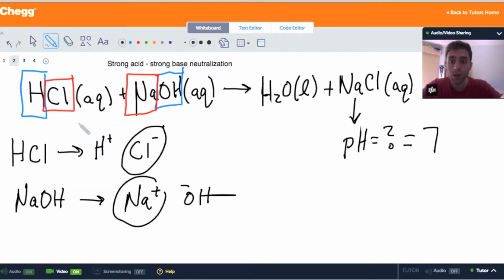But we'll look, when you have weak bases and weak acids being neutralized, you have some ions that are reactive because those reactions are reversible, and they'll react with water to form either hydrogen ions or hydroxide ions, which will lead to a slightly acidic or basic salt.